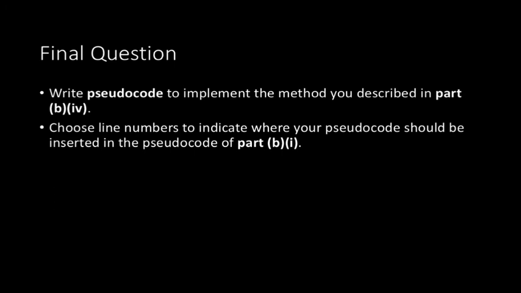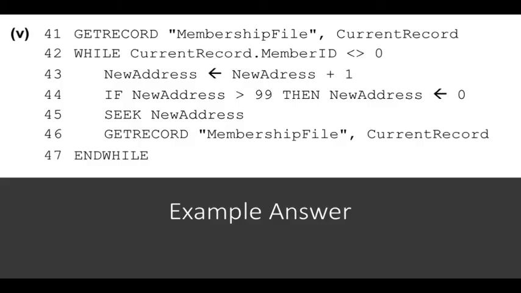And the final question is to write the pseudocode to implement the method you described in part B4 and choose line numbers to indicate. Now I'm going to give you a sample answer, but please be aware there are many other ways you could have done it because you've seen there were 3 options there. Pause again. And there is your final example answer.